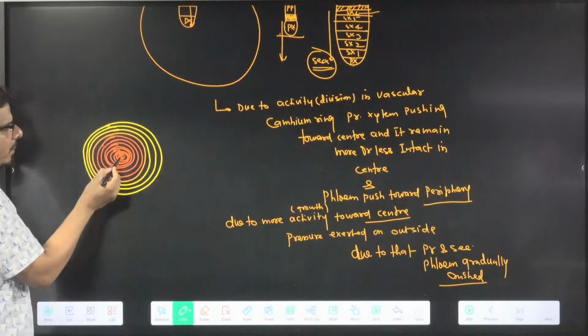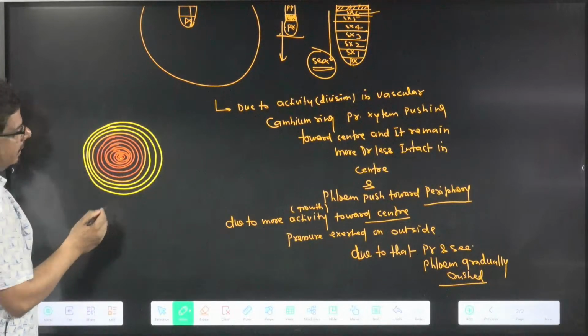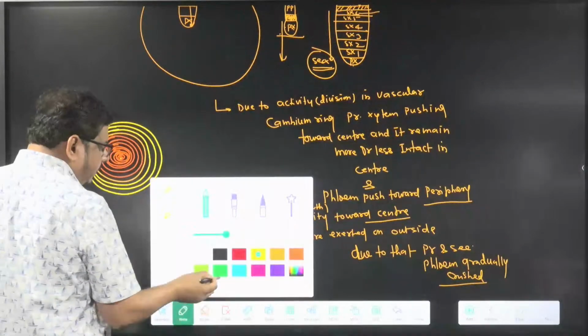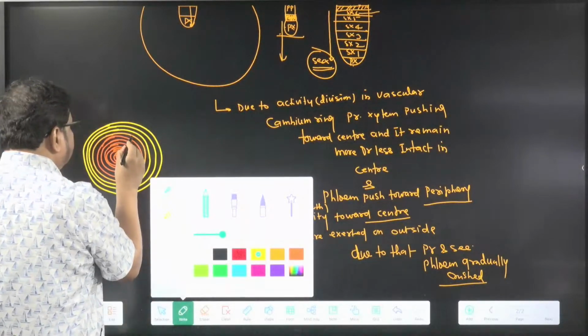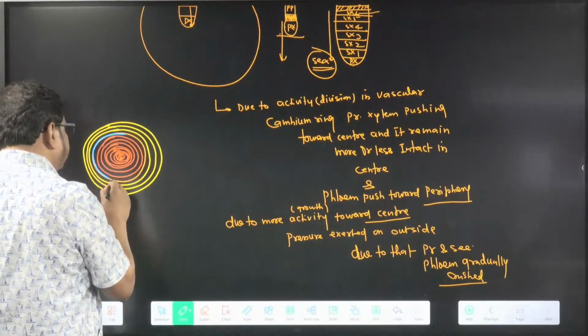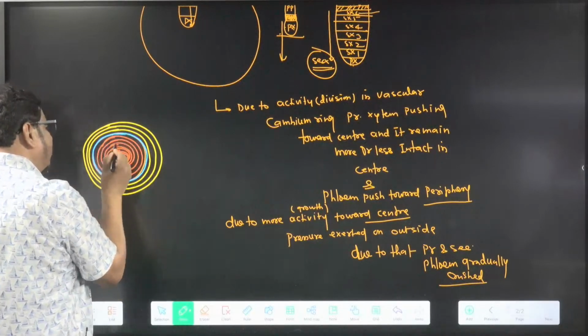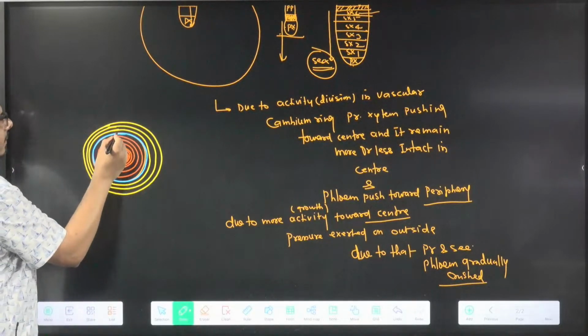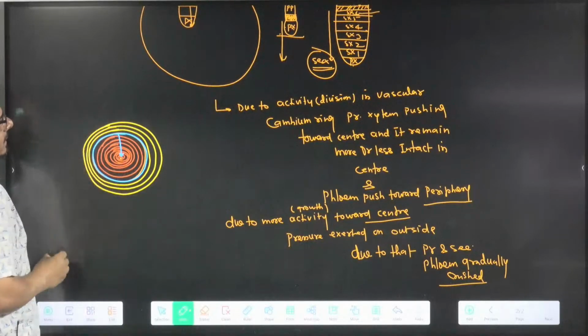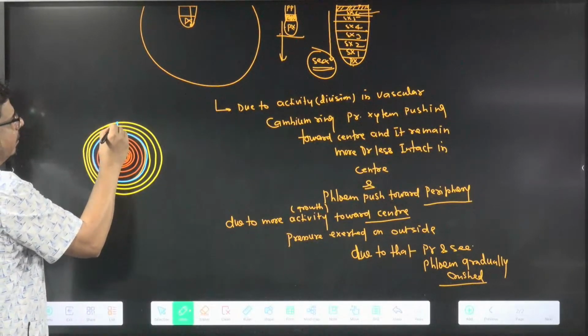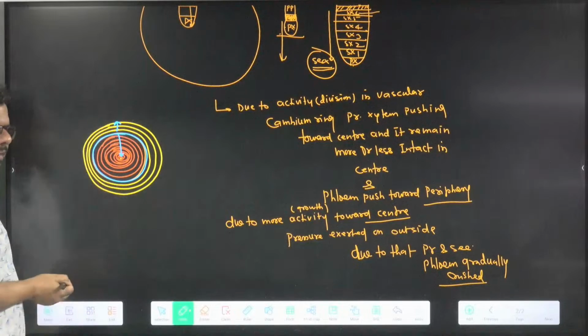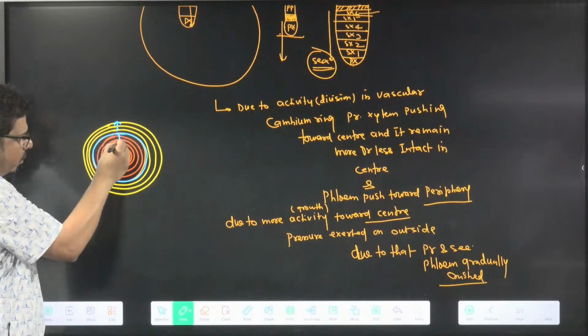Whose layer formed more? Xylem. Here it is which one? Cambium. I am making another prominent color. Here it is vascular cambium. So cambium showing more activity toward inside, more layers of xylem formed toward center, less layers of phloem formed toward periphery. So growth occurs more toward inside.